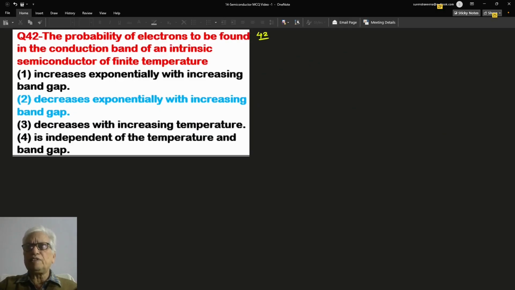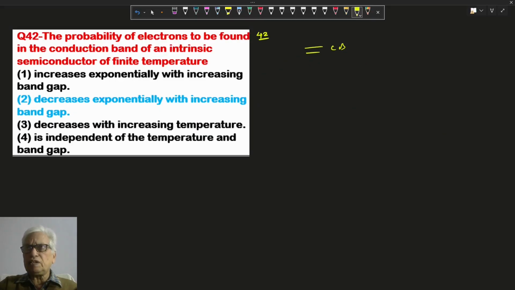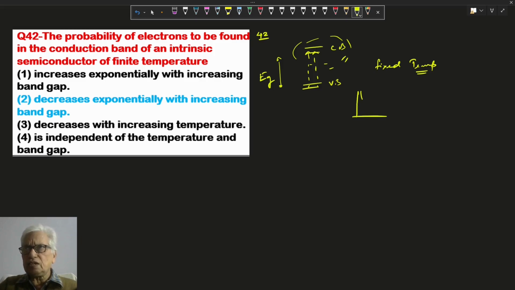Hello, probability of electrons in the conduction band, valence band at a fixed temperature, finite temperature. Electrons are jumping to the conduction band. Say band gap increases, and the probability of electron availability in the conduction band decreases exponentially like this. As the energy gap increases, availability of electrons in the conduction band decreases. So option 2 is correct.